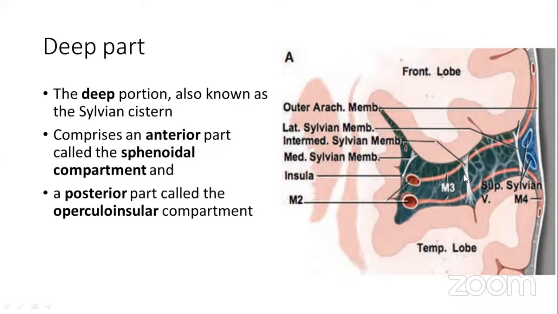These membranes are made up of fibrous tissue or arachnoid? Arachnoid. So once you open the intermediate Sylvian membrane, where do you enter? We will enter into the insular portion of the Sylvian fissure. And why is it named the insular portion? Because it is lying lateral to the insula. And what are the contents of this compartment? We can see the main vessel, the MCA, M2 segment, M3 segment. And what is the posterior boundary of that, apart from the insula? For the posterior boundary, we have the medial Sylvian membrane. And once you open it, you will enter into the sphenoidal compartment.